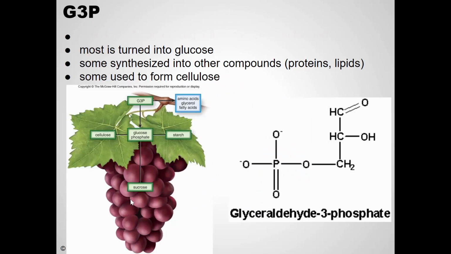And G3P is a sort of generic carbohydrate, a generic 3-carbon sugar. It can be transformed into many different things. Most of it would be transformed into glucose. But it could be used to make proteins and lipids. Some can be used to form cellulose or sucrose. It just depends on what the organism requires. So when we say in photosynthesis, chloroplast produces glucose, technically it really produces G3P. That can be turned into glucose.